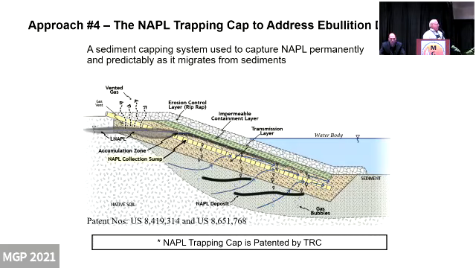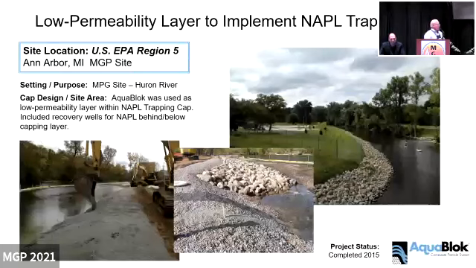This is a design approach that was actually created by RMT, which is now TRC. The idea is that you can use a low permeability layer in connection with gas transmission layers to try to redirect any gas flow that is created underneath a capping layer. There have been 3 or 4 of these now that have been implemented at full scale.